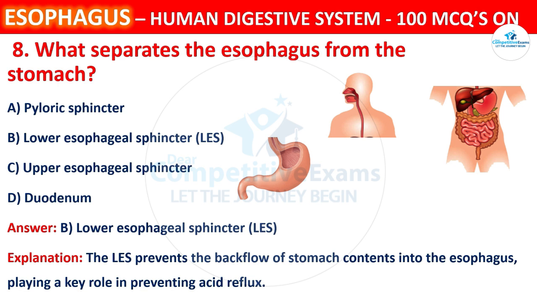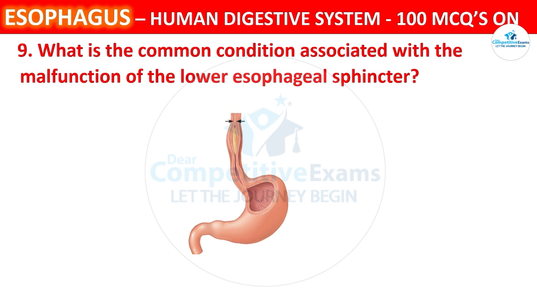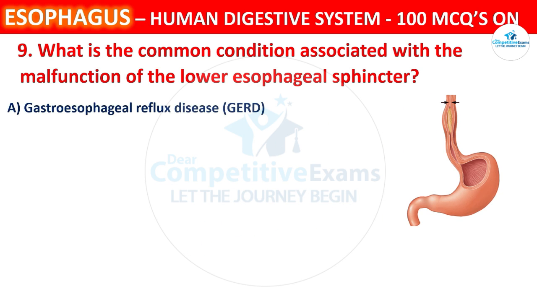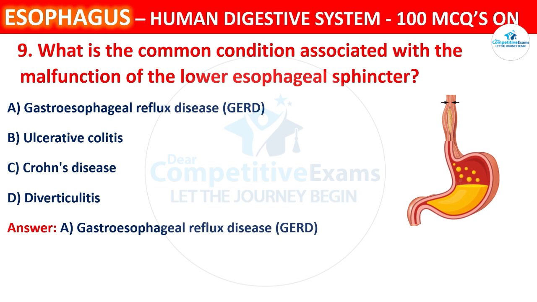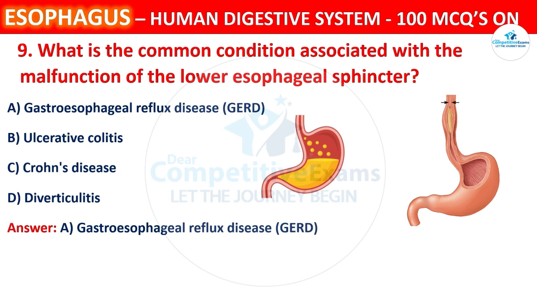Question number 9. What is the common condition associated with the malfunction of the lower esophageal sphincter? Your options are gastroesophageal reflux disease GERD, ulcerative colitis, Crohn's disease, or diverticulitis. The correct answer is A, that is gastroesophageal reflux disease GERD.